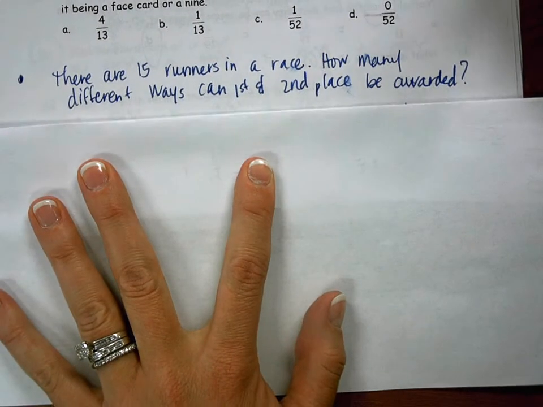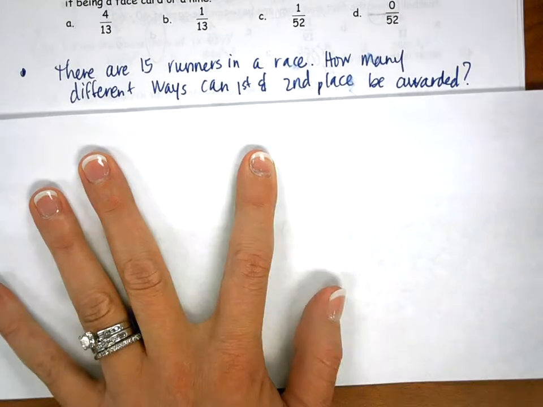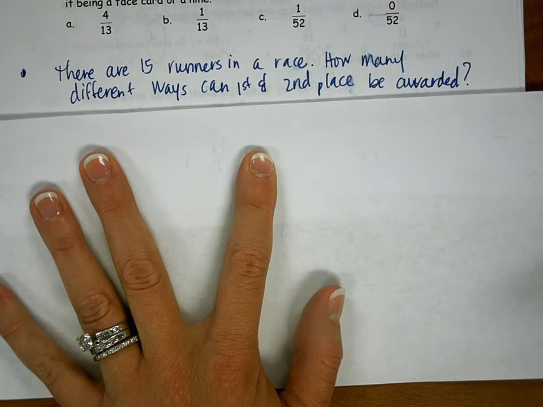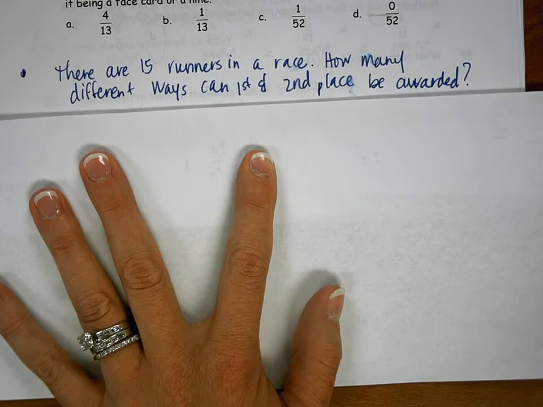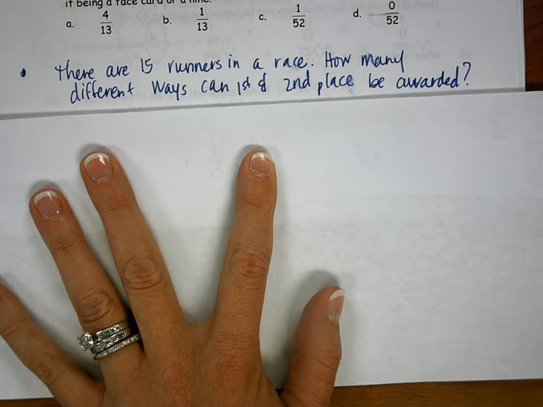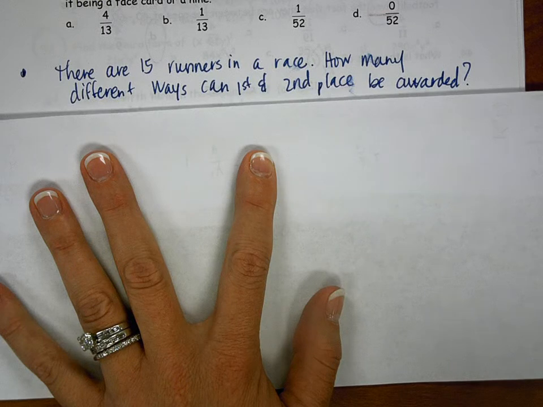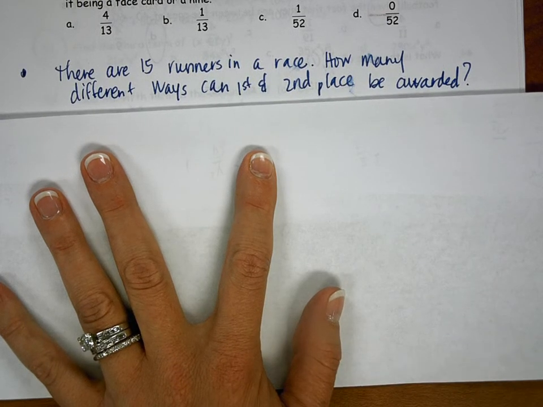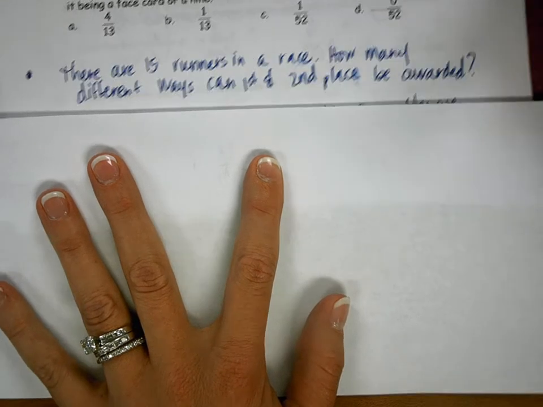There are 15 runners in a race. How many different ways can first and second place be awarded? Yes, good job. 15 options for first place, and then one person's in first place, so then it'll be 14 options for second place. Remember that when order matters, you just have to do your blanks. So there's 2 choices. It's 15 times 14, and that's your answer. Okay? Next one.